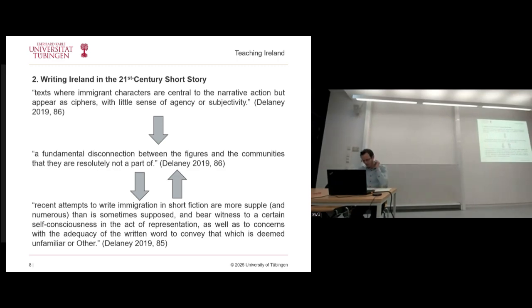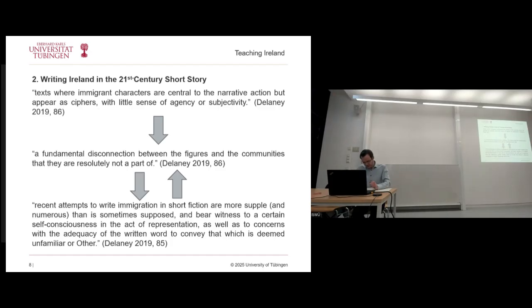The first collections and anthologies dealing with immigration, according to Paul Delaney, primarily featured texts where immigrant characters are central to the narrative action, but appear as ciphers with little sense of agency or subjectivity. And he specifically refers to The Deportees here, again by Roddy Doyle. So many of those stories have these encounters between native, again maybe in inverted commas, Irish people and then people coming from elsewhere. But in these texts, you hardly ever get an insight into this new arrival's consciousness.